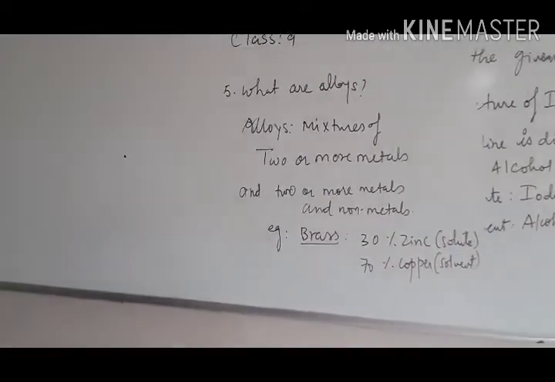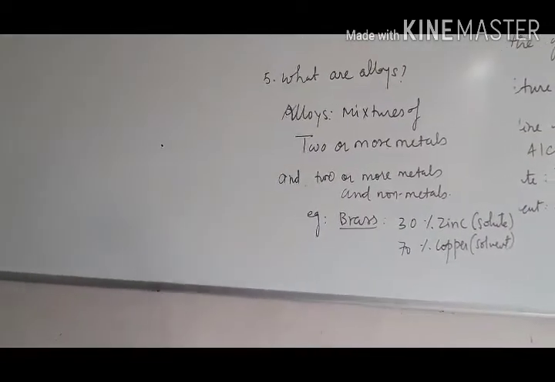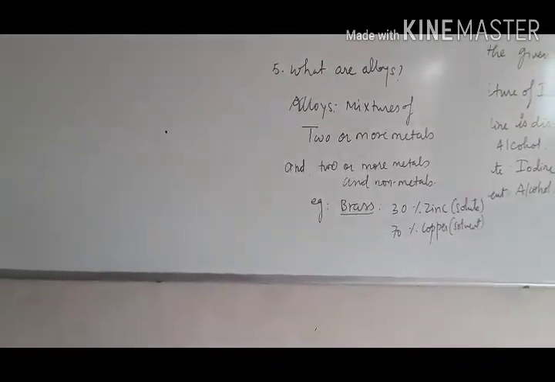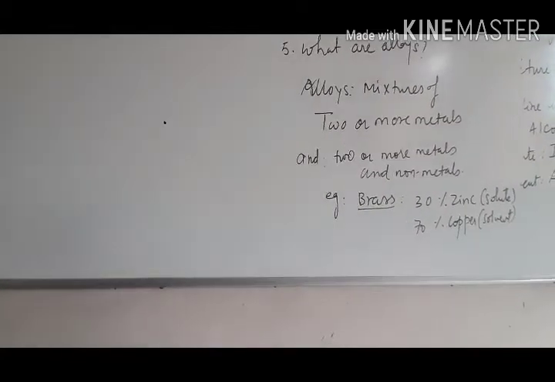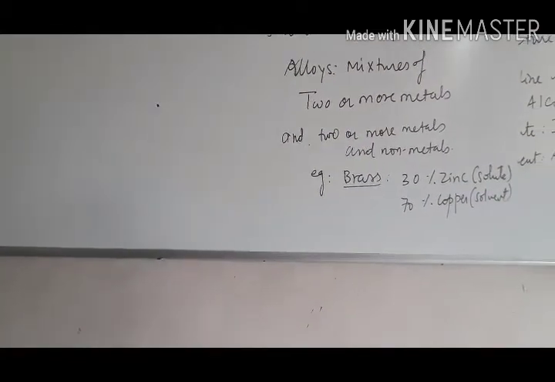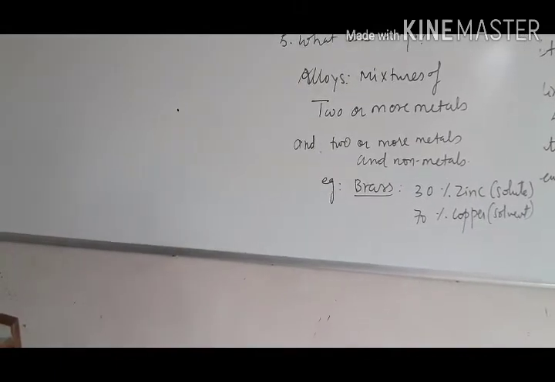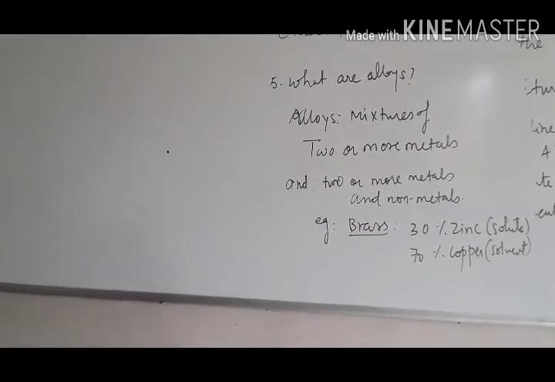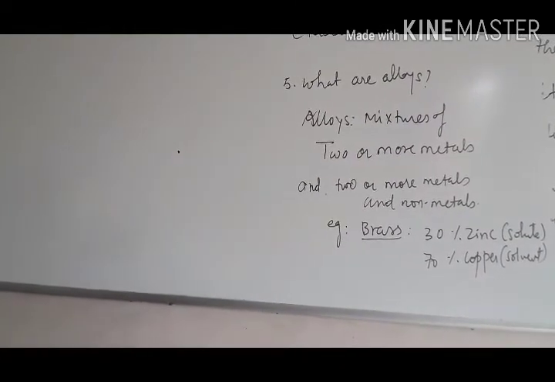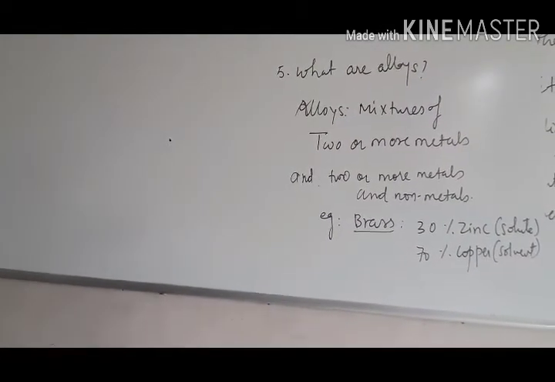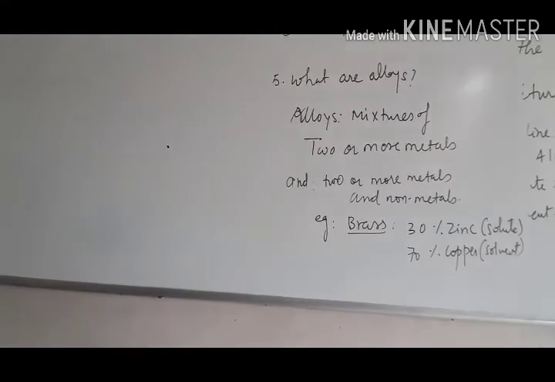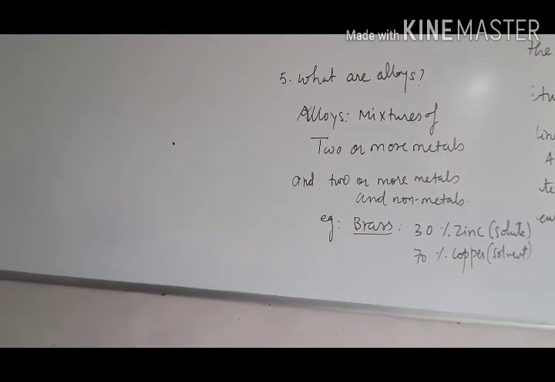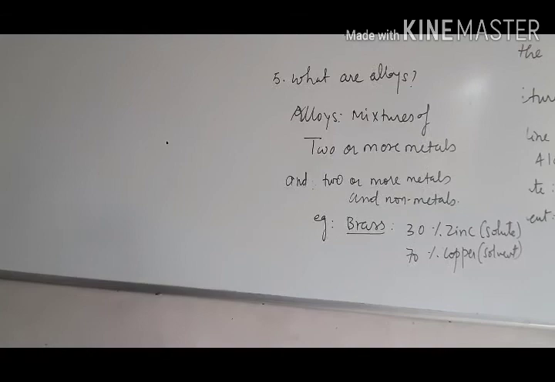You can write that alloys are the mixture of two or more metals as well as metals and non-metals. You can write 22 karat gold as well as brass. Brass is 30% of zinc, that is known as solute, and 70% of copper, that is known as solvent. So that is about the revision part for chapter number 2, how to write 1 mark questions. In the next part we are moving on to more questions, how to write the answers of those questions. Thank you.